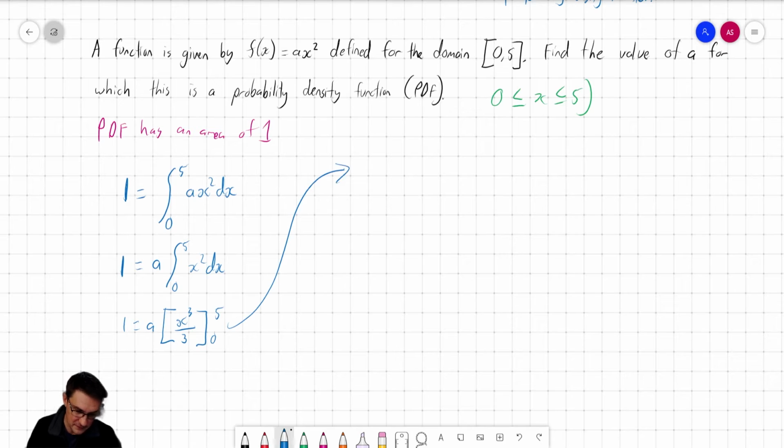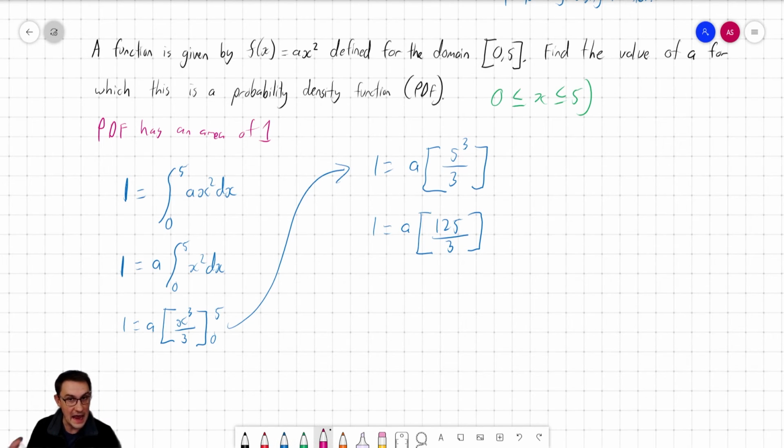As we keep going, we're going to have 1 is equal to a. Now we're going to substitute in. I'm going to have 5 cubed over 3, and I'm also going to have minus 0 cubed over 3, but that ends up being 0, so I'm just going to leave that part out. So 1 is still equal to a times 5 cubed, which is 125 over 3. Now, in order to complete it, I need to have a by itself.